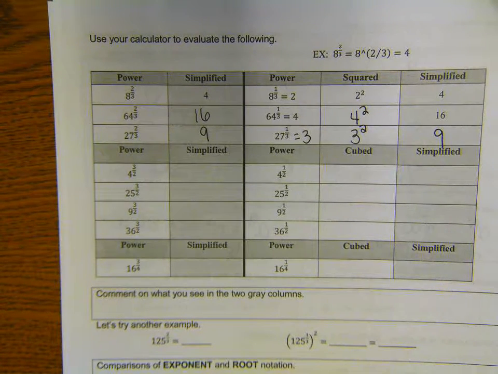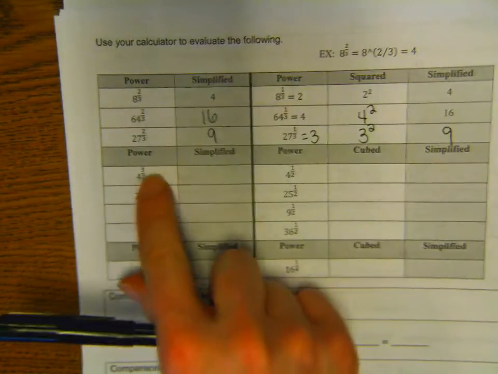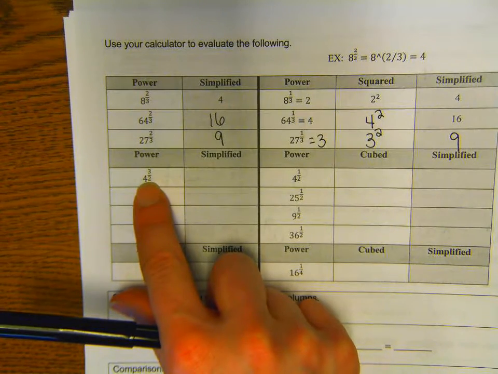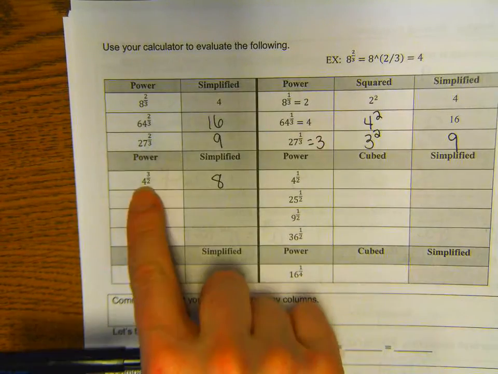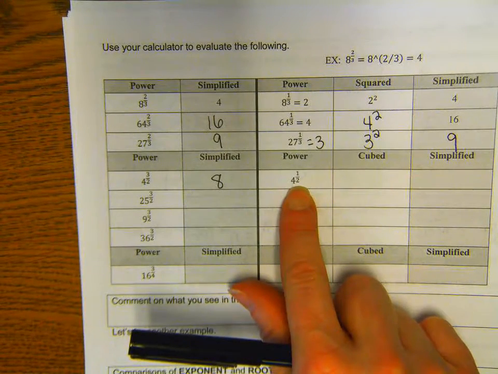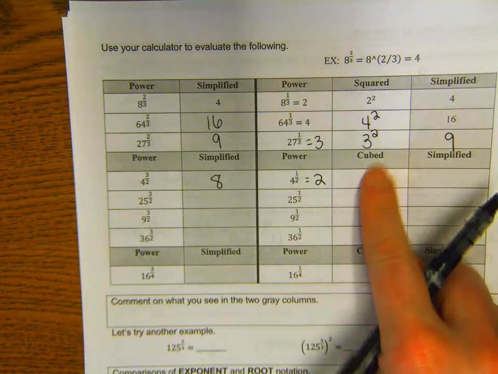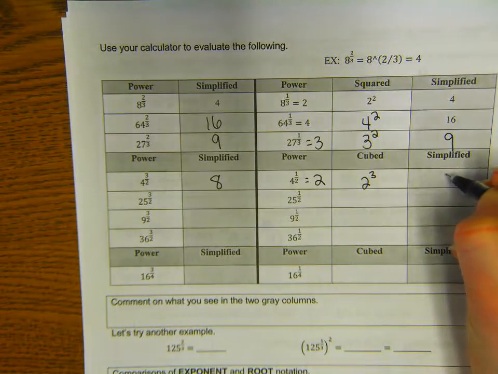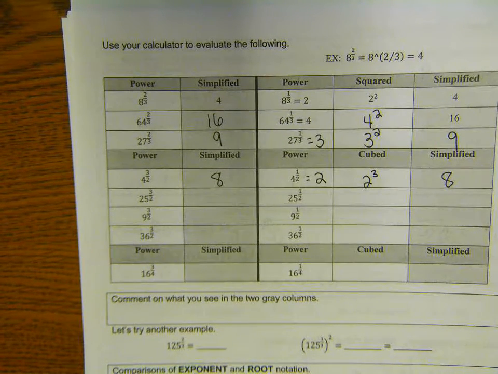Alright, let's move on to the 3/2 power. Okay? Would you type in 4 to the 3/2 power? What do you get? 8. Now, what's 4 to the 1/2 power equal? 2. Now we're going to do 2 cubed. What do we get? 8. Does anybody see what I'm doing here? Yes.